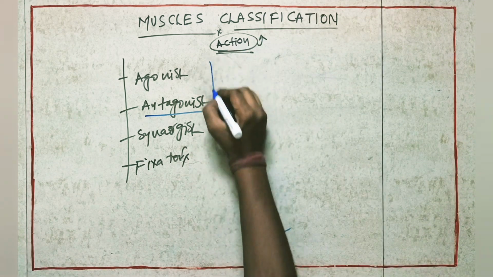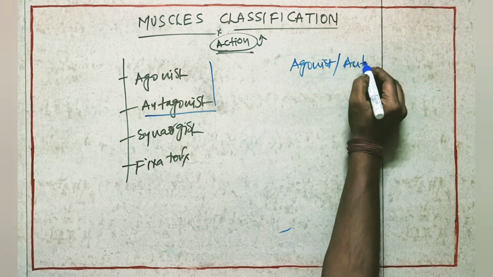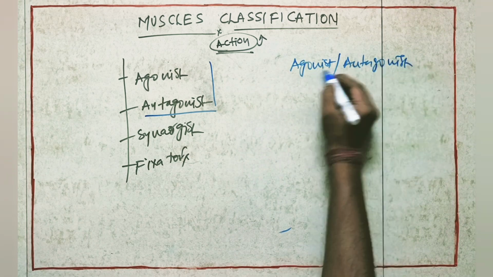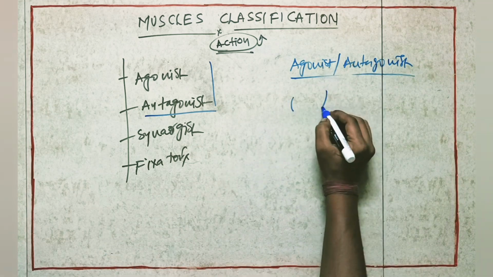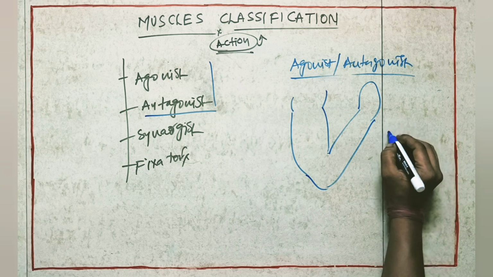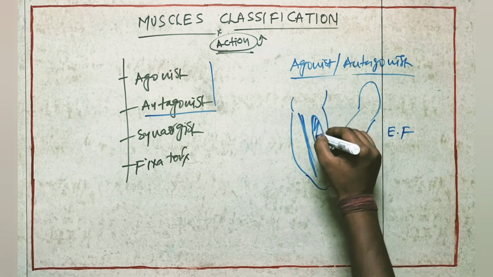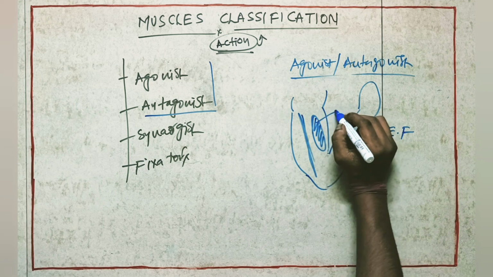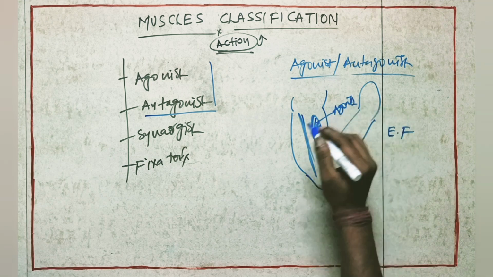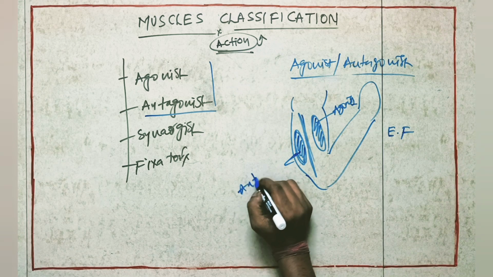Now we'll see both agonist and antagonist. What does it mean? Suppose we take the arm component, this is our biceps, and this is our forearm. Here the elbow joint is flexed. Here we have the humerus. This is our biceps brachii muscle, here acting as an agonist. Here the triceps muscle is acting as an antagonist.